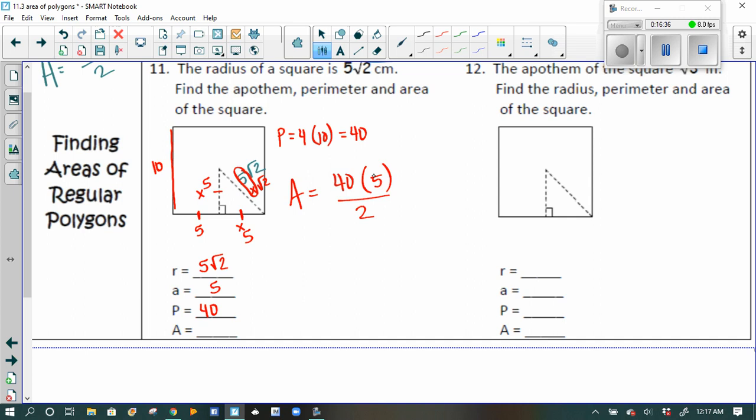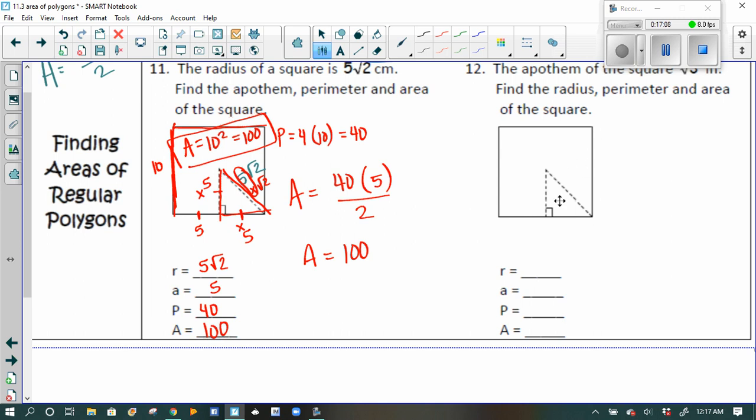So 40 times 5 is 200. Half of 200 is 100. Okay, so yes, could you have done 10 times 10? Absolutely, because 10 squared is 100. So you could have also done the area that way. And to be honest, I would do the area like this. I would do it the easy way. But you have to know how to get this piece here by using this triangle.